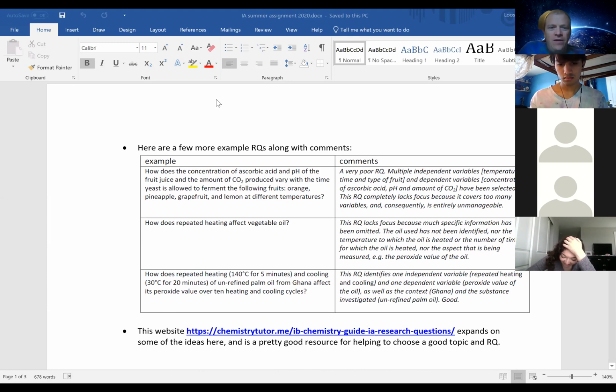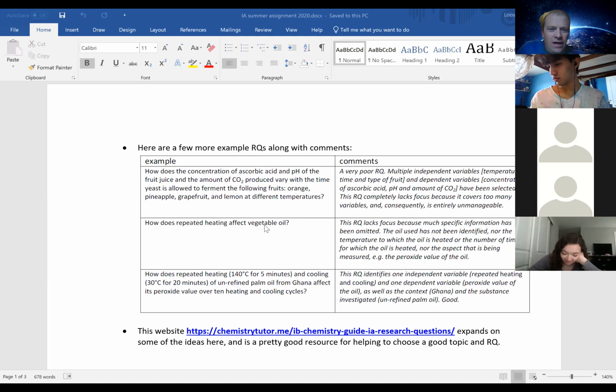Here's a few more example RQs. How does the concentration of ascorbic acid and pH of the fruit juice and the amount of CO2 produced vary with time? Yeast is allowed to ferment in the following fruits. So this is a bad RQ because it's bringing up a bunch of things. It's a bunch of variables. It's not focused. This question is not answerable because you're trying to change several variables at the same time. Obviously, that's the classic kind of blunder in experiments. So not good, mainly because it's not focused.